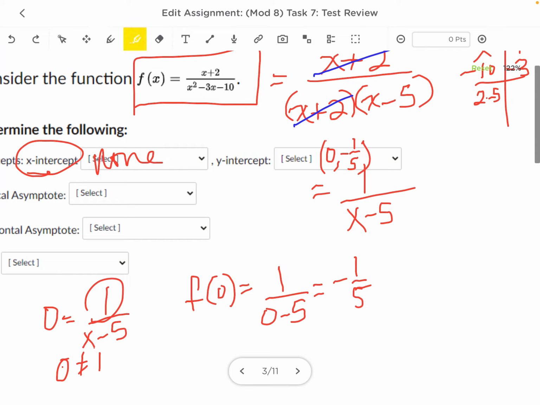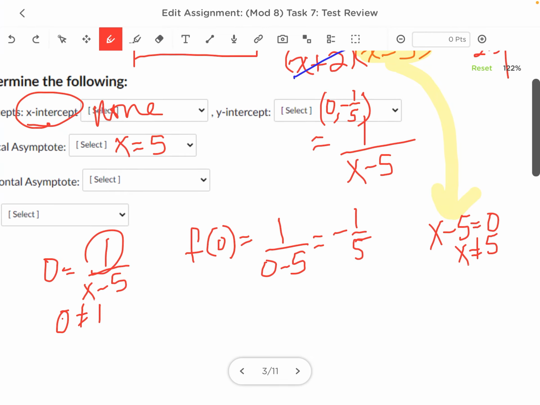My vertical asymptote is going to come from right here. So the vertical asymptotes come from your denominator, anything that does not cancel. So it's your restriction that does not cancel. So that's going to be x equals 5.